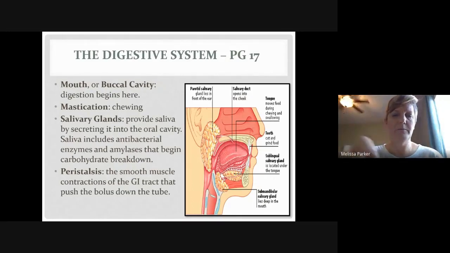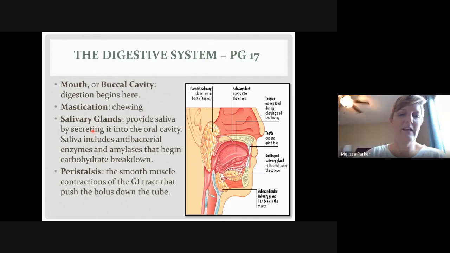So the mouth or the buccal cavity is where digestion begins. So we take our food in right here. I always like to joke with my kids, or when I'm teaching, and I'll ask people if they masticate, and they're like, ew, no. And then I'm like, how do you eat your food? Oh, right. So mastication is the process of chewing your food.